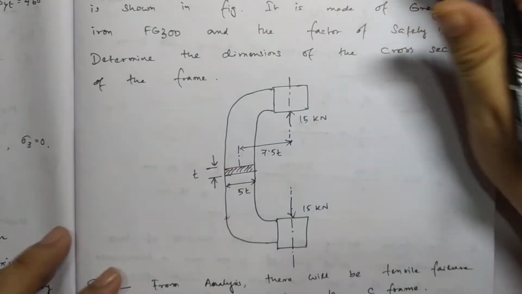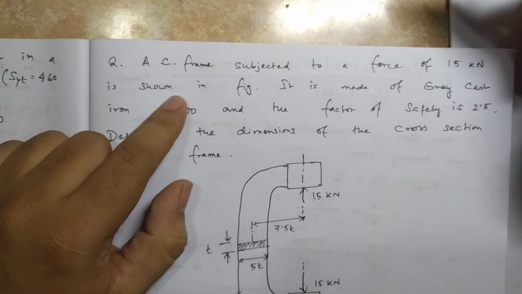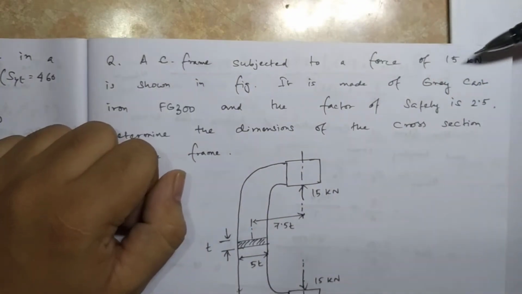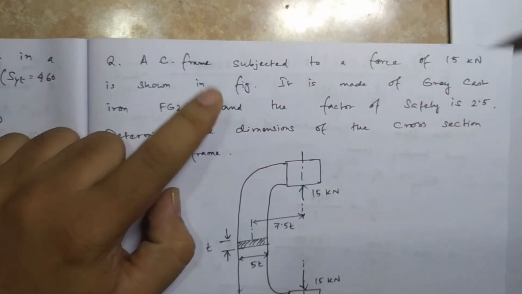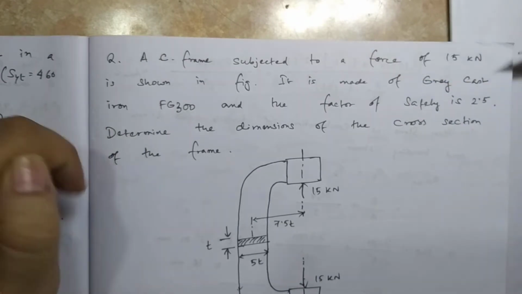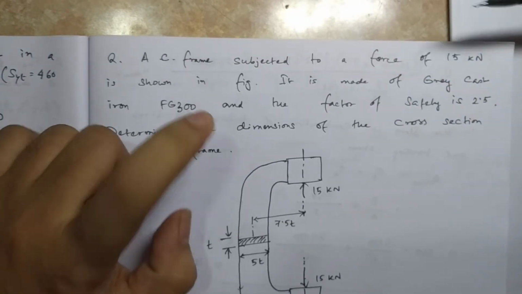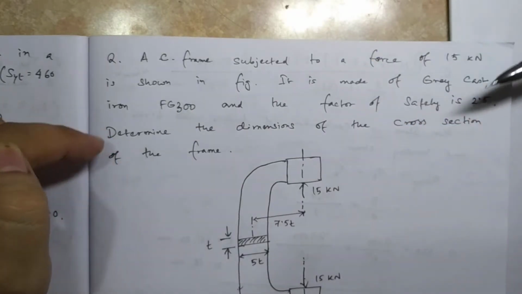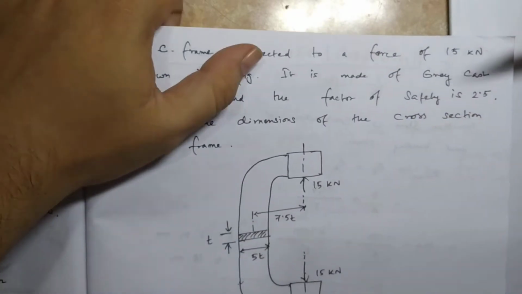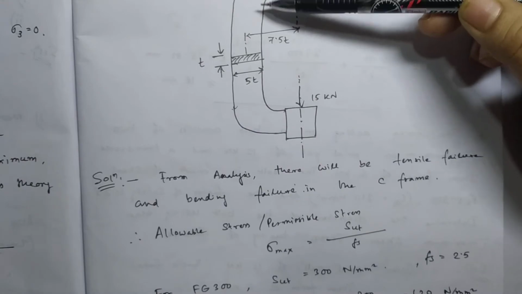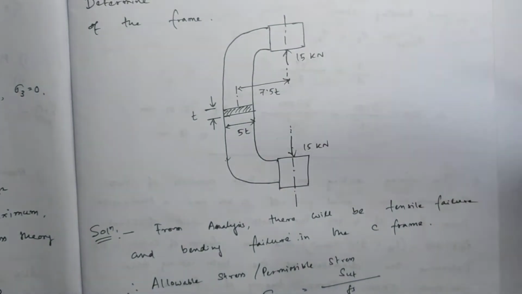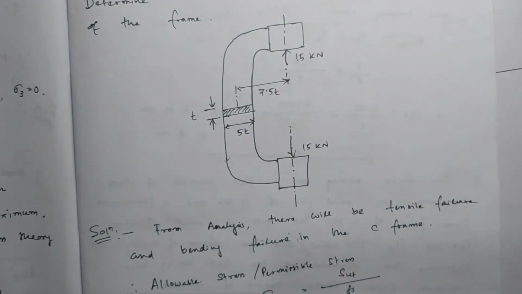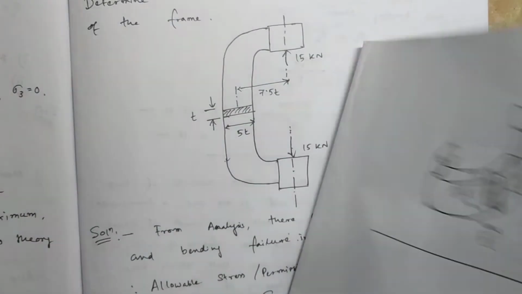So look at this. The next problem is, a C frame subjected to a force of 15 kilonewton is shown in figure. It is made of grey cast iron FG300 and the factor of safety is 2.5. Determine the dimensions of the cross section of the frame. Now this is the C frame which is shown here. So let's quickly look at how it will look.